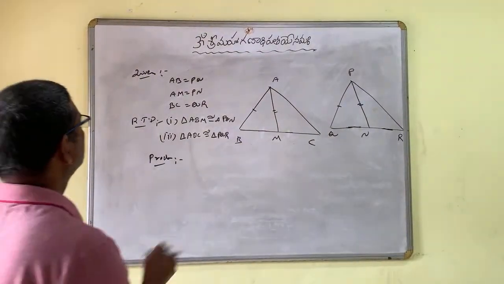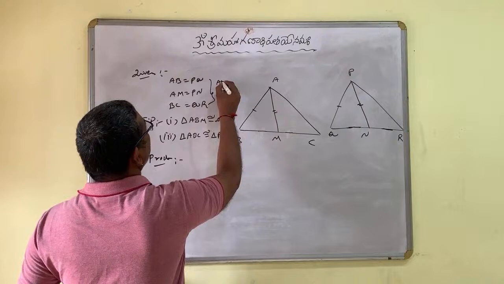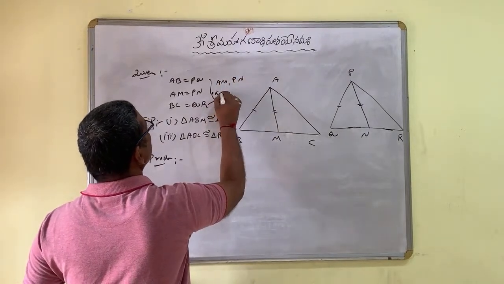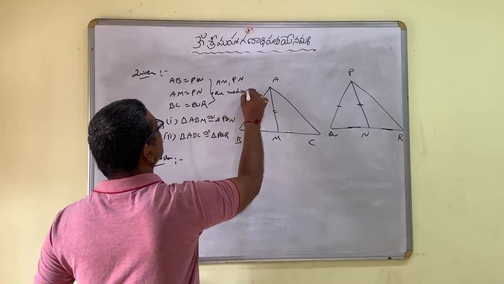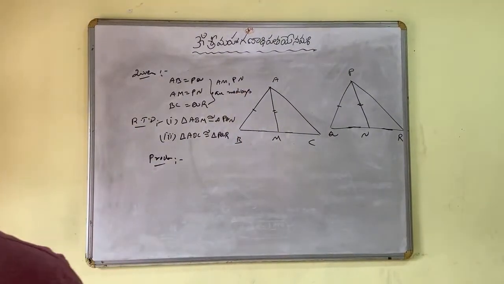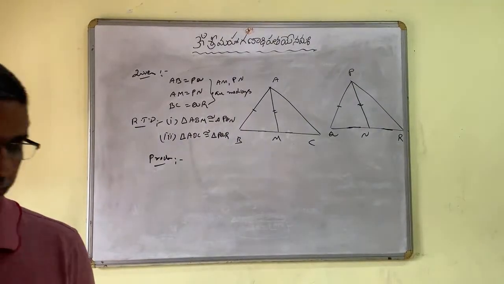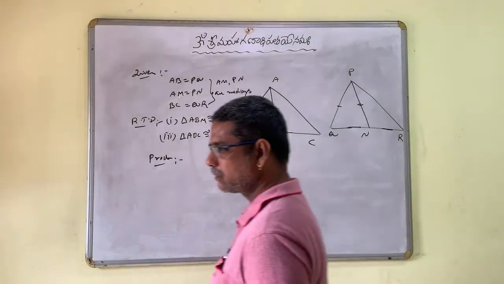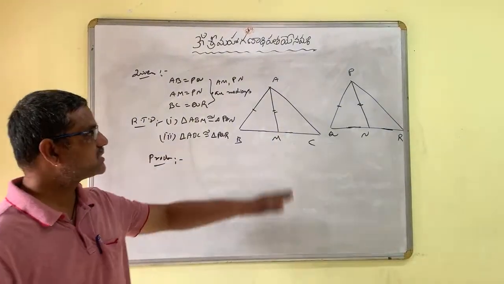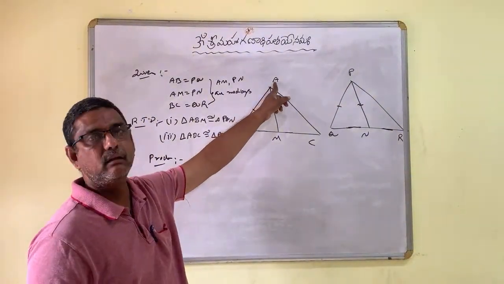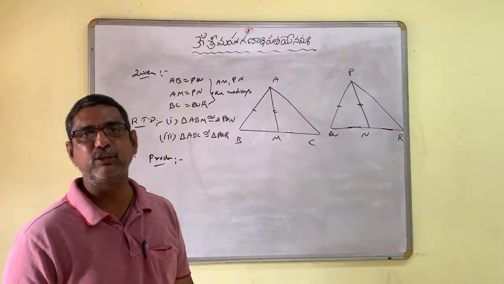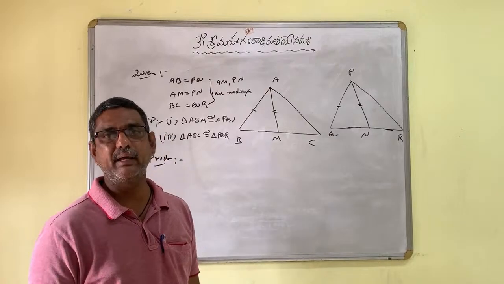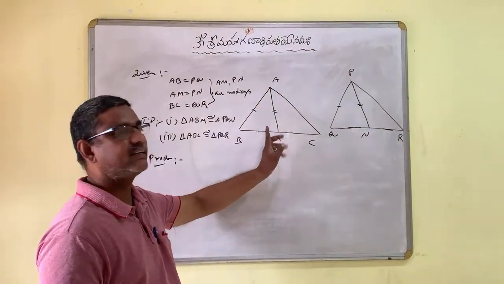Not only that, what is given? AM, PN are medians. That is also given. What is the meaning of median? A median is a line segment joining the vertex to the midpoint of its opposite side.